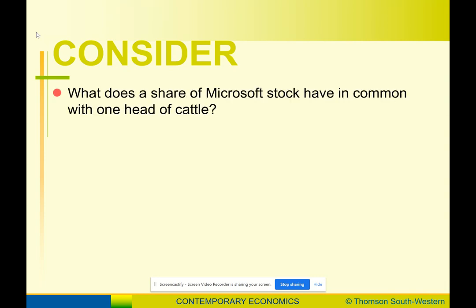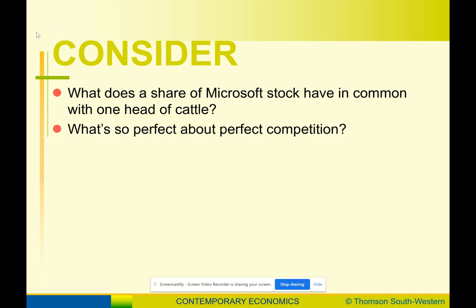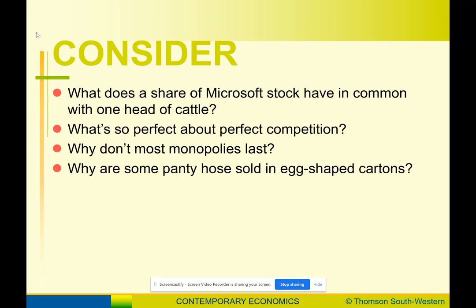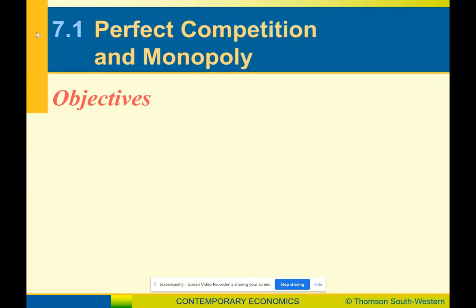Let's consider some things. What does a share of Microsoft stock have in common with one head of cattle? What is so perfect about perfect competition? And why don't most monopolies last? These are just some of the questions that we're going to be looking at. Section 7.1 is going to be looking at perfect competition and monopoly.